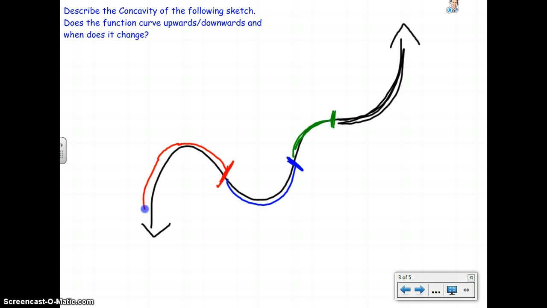For the sake of our diagram, I'm going to label A where the first change is, B where the second change is, and C where the third change is. When we do our second derivative test, which we're going to do algebraically in just a moment, our second derivative set equal to 0 is going to give us where the A, the B, and the C values are actually occurring, so that we know when our concavity is changing in this diagram.